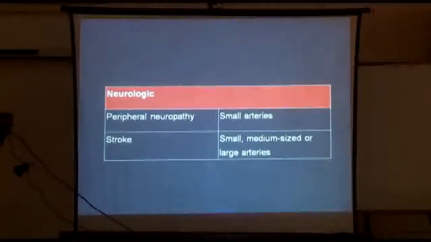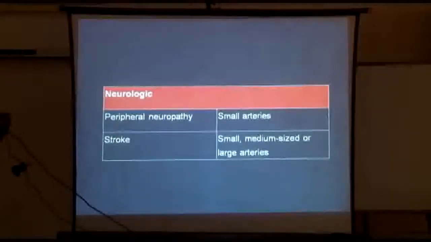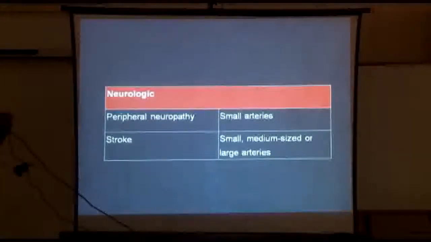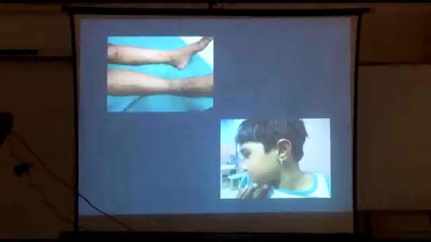Peripheral neuropathy involving the small arteries, you don't get to see quite frequently in the form of vasculitis. You get to see them in the type of disease where there is mononeuritis multiplex. And the common disease that we get to see with mononeuritis multiplex is leprosy. Leprosy is the commonest thing that we get to see with mononeuritis multiplex, where small arteries get involved with sensory impairment. And of course, stroke again with large arteries with giant cell arteritis.